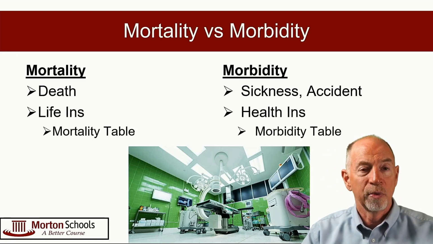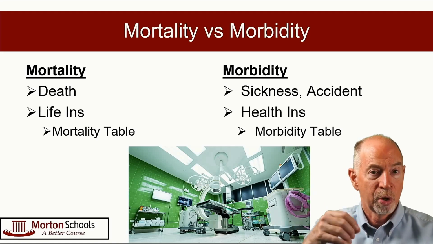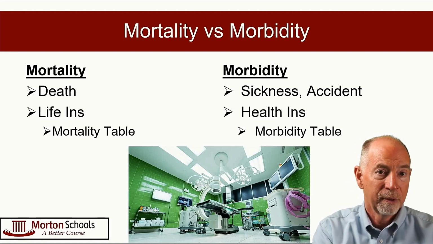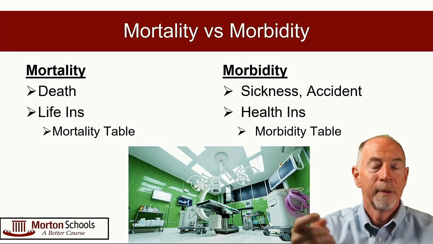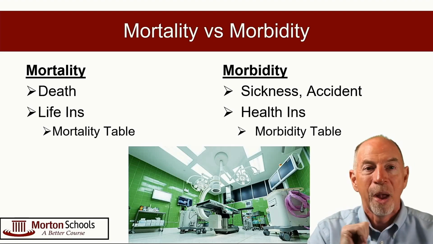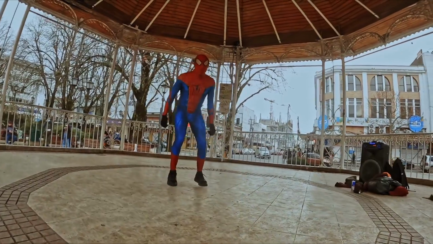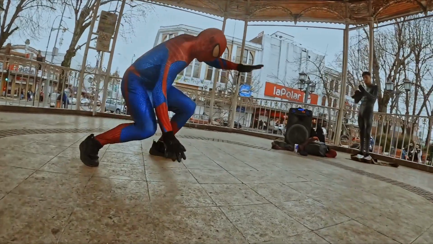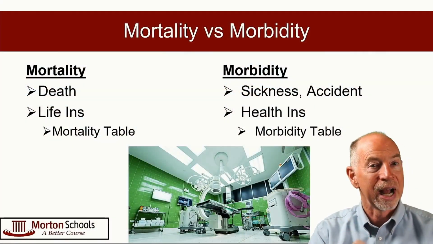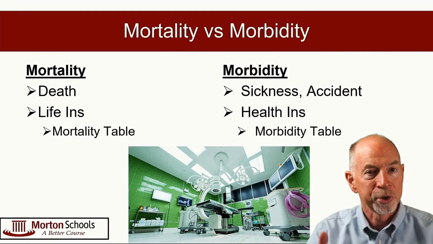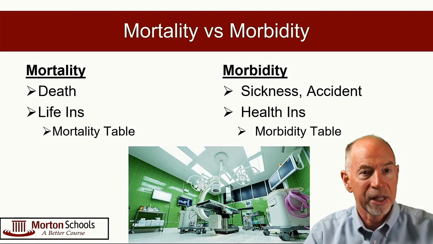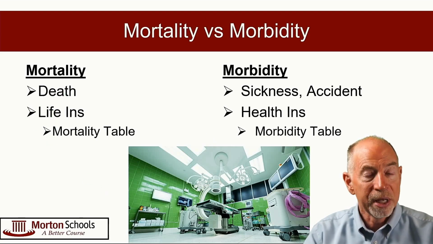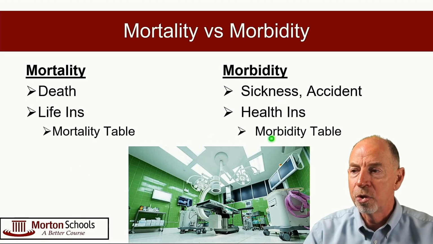If you speak one of the Romance languages, French, Spanish, this will be easy because mortality has the same Latin root as the Spanish or French word for death, morte or mort, I think. But if you don't speak one of those Romance languages, right? What happens if you go see a superhero movie and the superhero can't die? Well, if the superhero can't die, they are immortal. If the superhero can die, then they're mortal, right? So mortal, immortal has to do with death. So mortality, same Latin root, has to do with death, which means it has to do with life insurance. Morbidity has to do with sickness, so that has to do with health insurance.